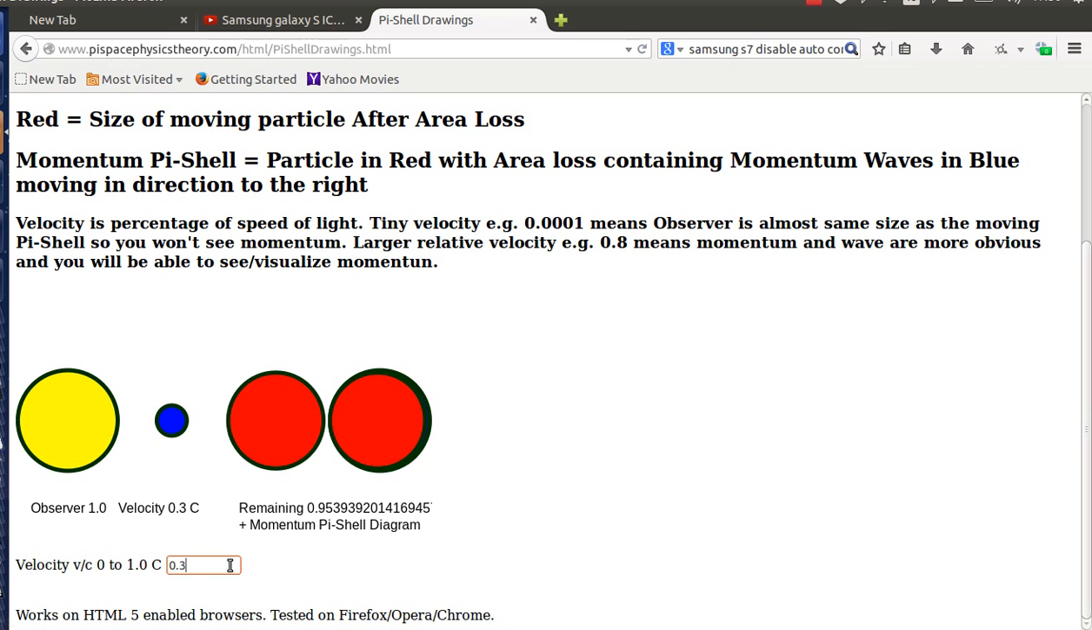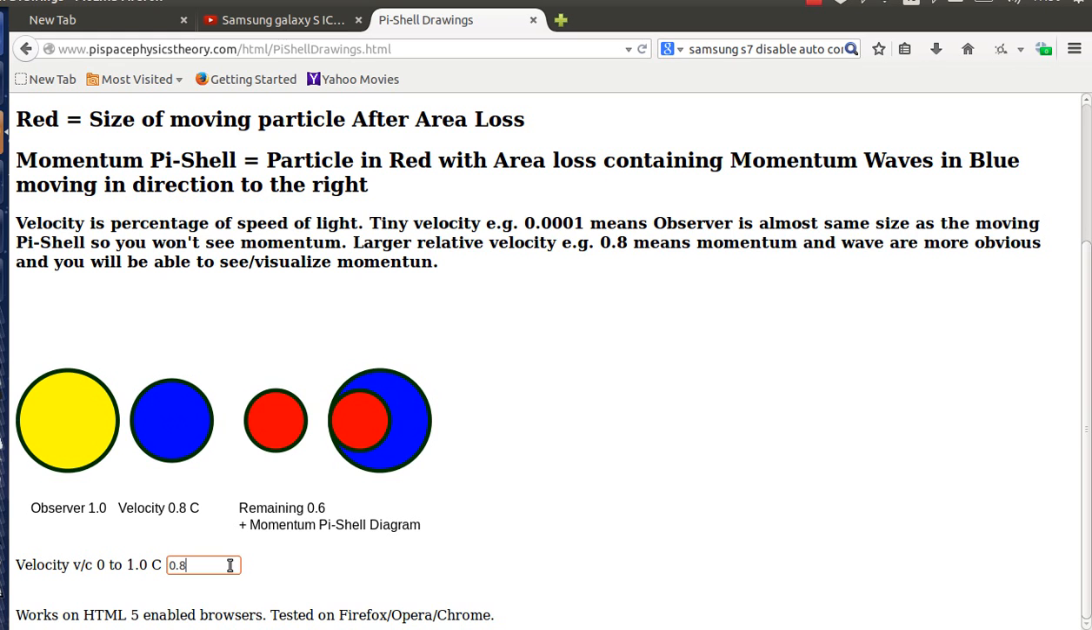And again, we just go back up to say 0.8, which is a better example. And suddenly you see it changing quite dramatically. So this is the observer, this is the actual pi shell that represents the amount of area loss, which is actually greater than the particle. So suddenly you're at 0.8 of the speed of light, and the momentum shell, it's becoming more wave than particle. So that's kind of what that represents.